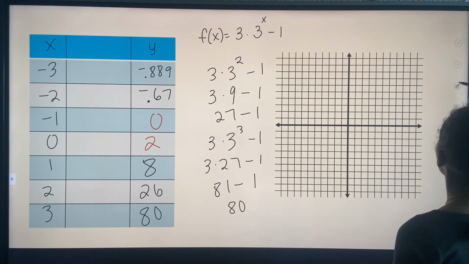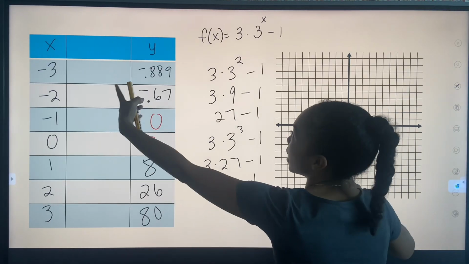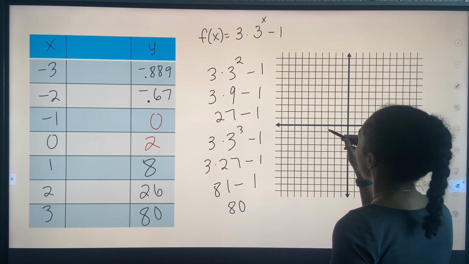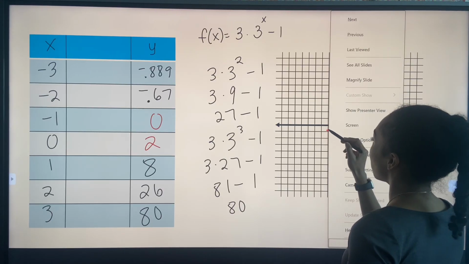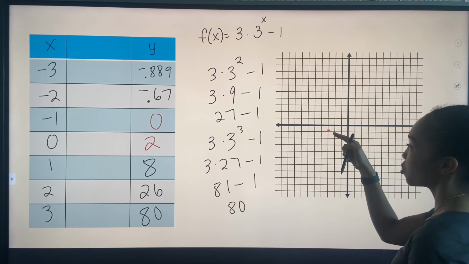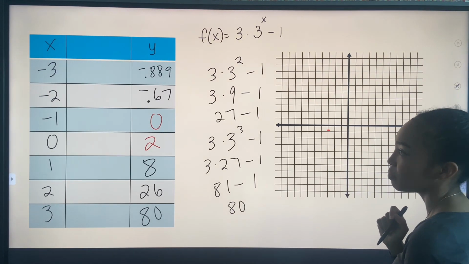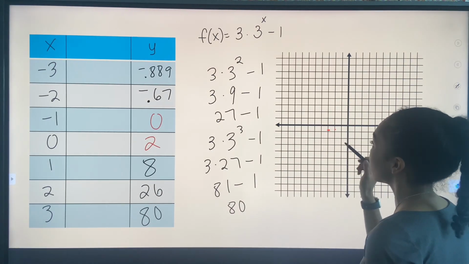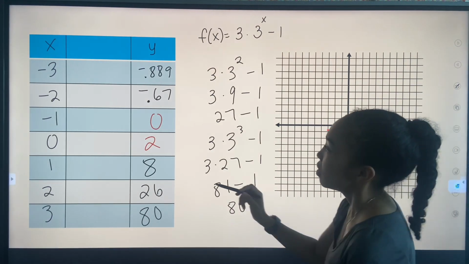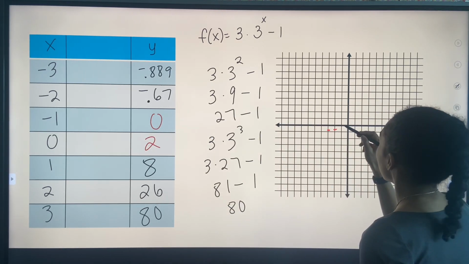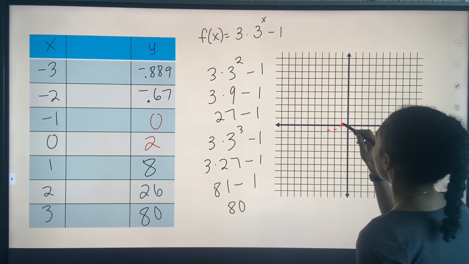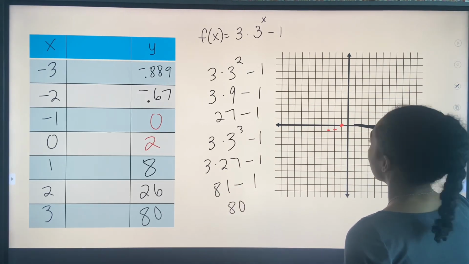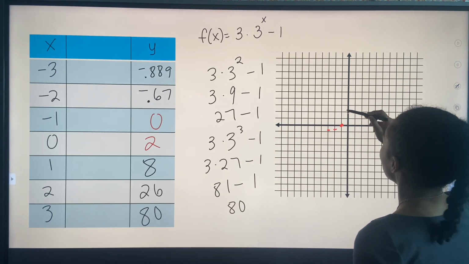Now we can graph it. Negative 3 is down here at negative 0.88. That's about closer to negative 1, but not touching it. Then at negative 2, you're at negative 0.67. Then at negative 1, you're at 0. Then at 1, you're at 8. Oh, at 0, you're at 2.